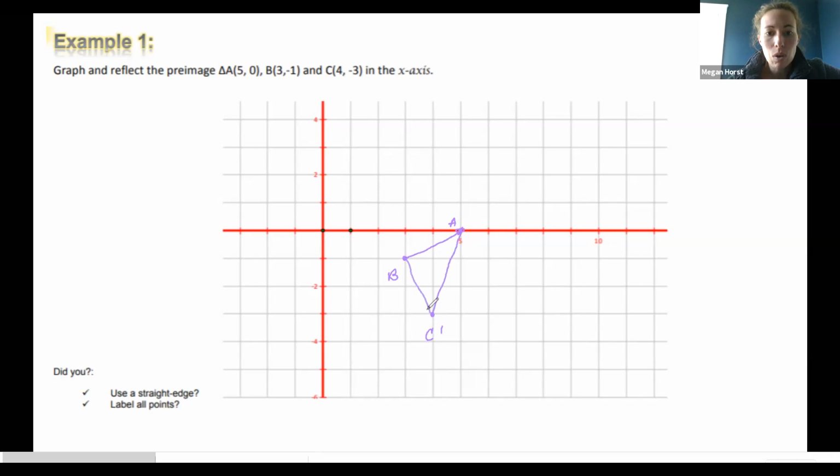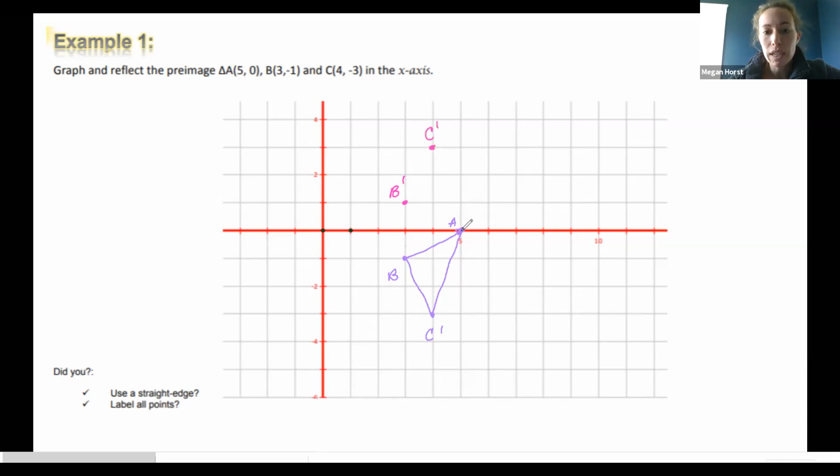Now when we reflect over an axis, remember, each point has to be the same distance away from that axis. So to create my image, all I'm going to do is count how many spaces I'm away from the x-axis and then count the same number of spaces in the opposite direction. It takes me one space to get to my line of reflection, the x-axis, so I need to go one space past my x-axis. If I were to take this piece of paper and fold it over my x-axis, these two points would match up perfectly. Point C is 3 spaces away, so I need to go 3 spaces away in the opposite direction.